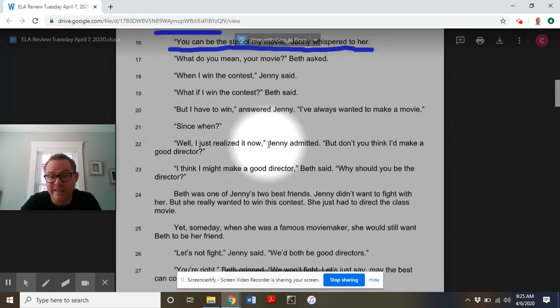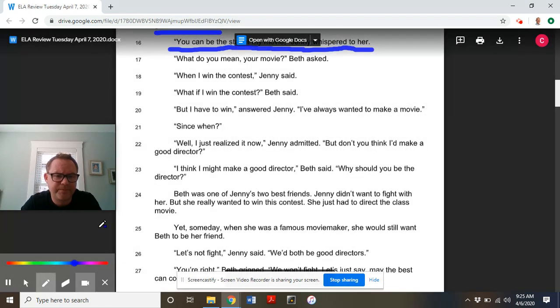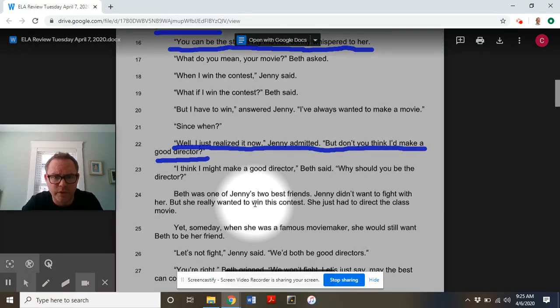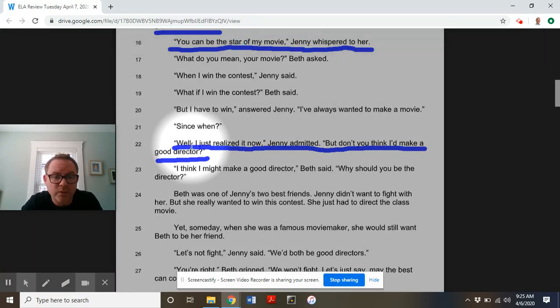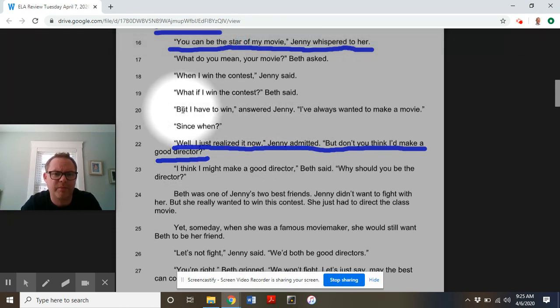"Well, I just realized it now," Jenny admitted. "But don't you think I'd make a great director?" Okay, so in this part of the story, Jenny and Beth are having their big conversation. And at this point, Beth has already said, well, I'm going to win the contest. Jenny's going to say, well, I'm going to win the contest. And she's admitting it. Well, I just realized it now. So what is she admitting to? That's the question. We need more evidence than this. Let's go back a couple of lines here. It's a good strategy for when you're trying to figure out what a word means.